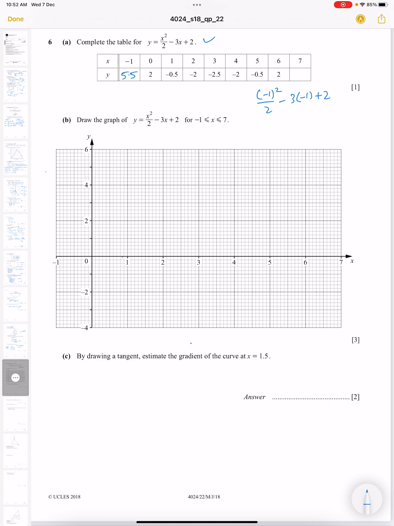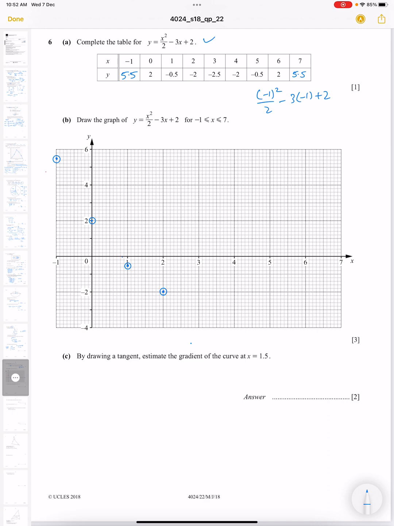Similarly, if I put 7 in place of x, let me see what we get. 49 divided by 2 minus 21 plus 2. Again we got 5.5. Let's plot these values. Against minus 1 we have 5.5, so here is 5.5 opposite to minus 1. Then when the value of x is 0, y comes out as 2. That's the point. Now when it is 1, y is negative 0.5, so it will be approximately here. So when it is 2, it is minus 2.